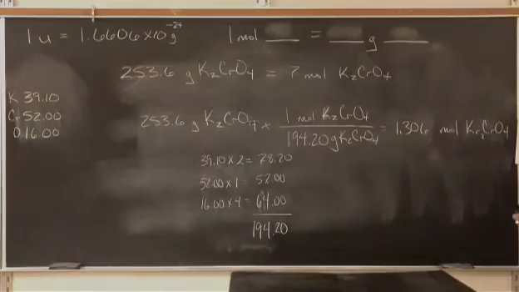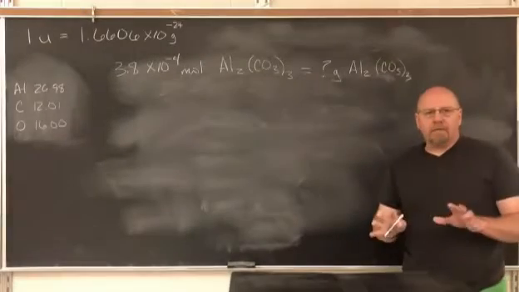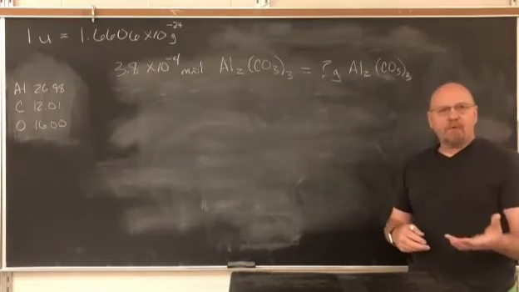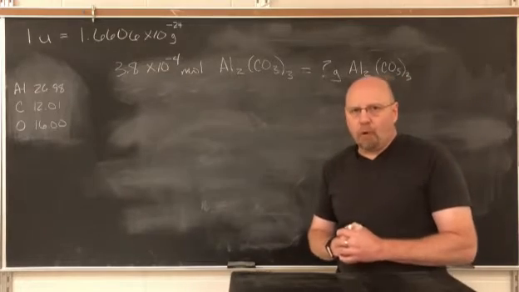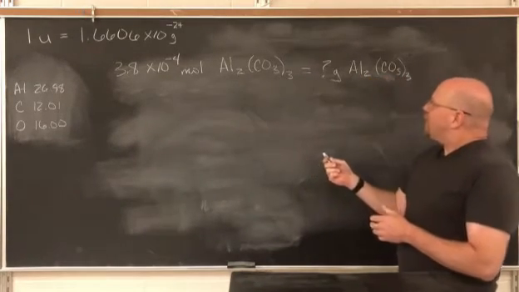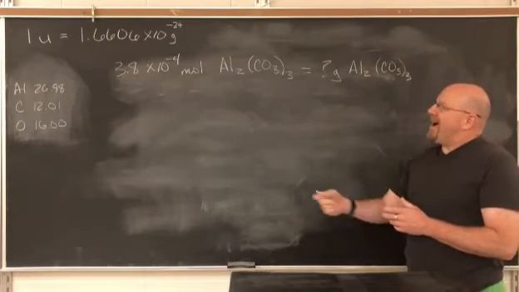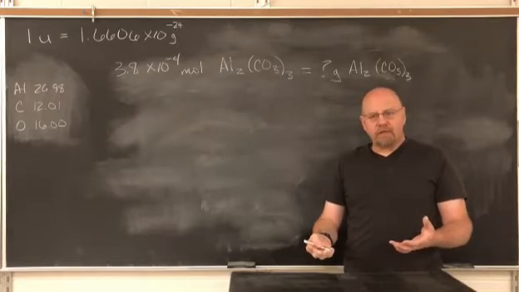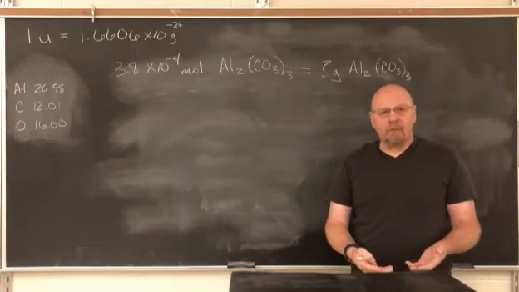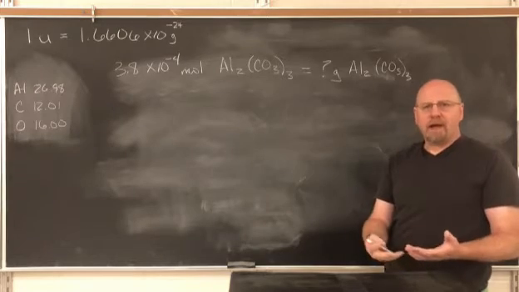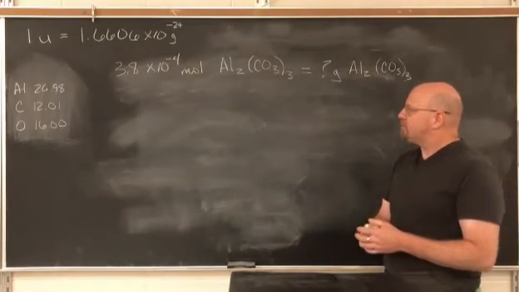Let's do one more. Okay, in our last example, we're going to convert 3.8 times 10 to the -4th moles of aluminum carbonate, and we're going to convert that into grams. I included a compound that involved parentheses so you can see an example of this. This is something you will commonly see. But again, if you understand basic math, you're going to be just fine with this.